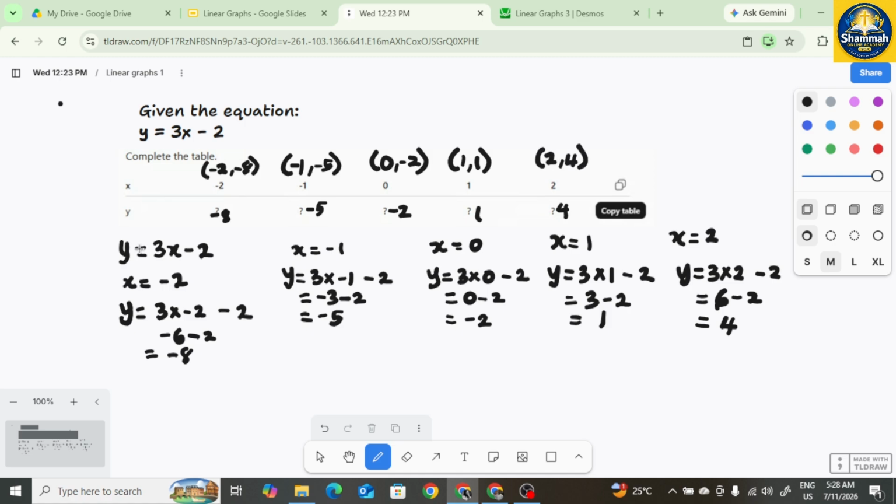So for this particular equation, y = 3x - 2: when the value of x is -2, the value of y is -8. When x is -1, y is -5. When x is 0, y is -2. When x is 1, y is 1. And when x is 2, y is 4.